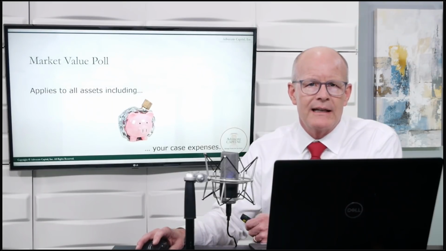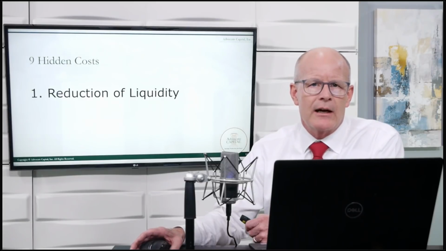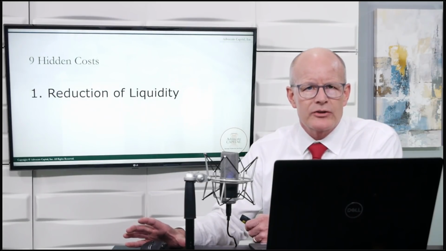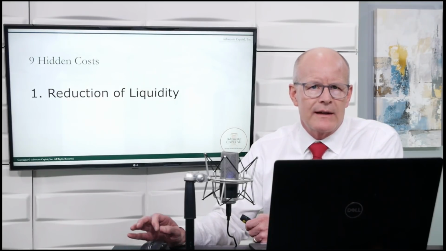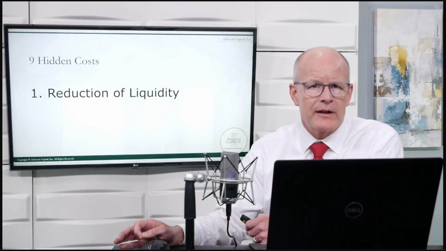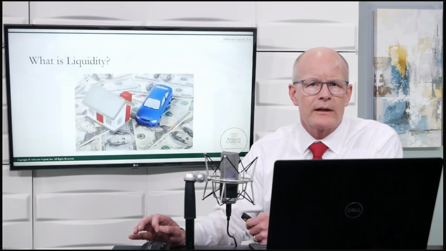All right, let's just start with the 9 hidden costs. And the first is a reduction of liquidity. And all these hidden costs are essentially impairments of your net worth as a law firm owner based on several factors that we'll go over. So it's not cash out of pocket that you notice on your income statement, but it's a definite undermining of your personal net worth and increased risk of your personal net worth. And the first is liquidity.